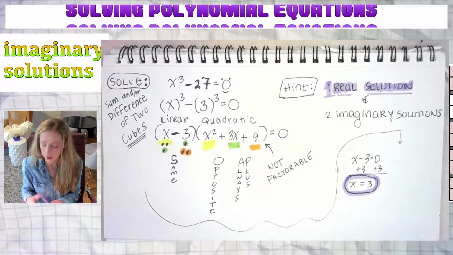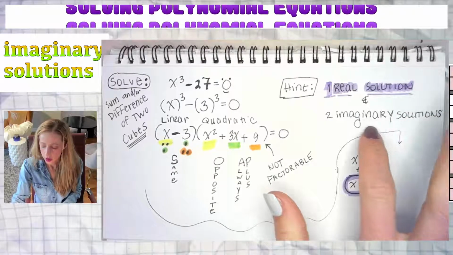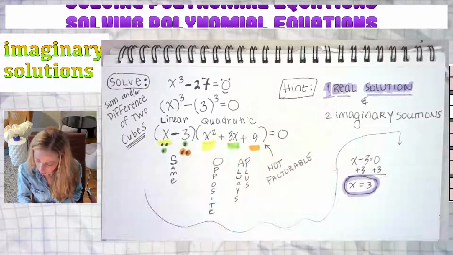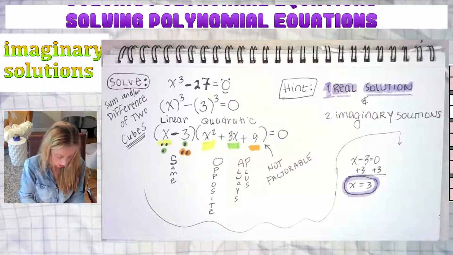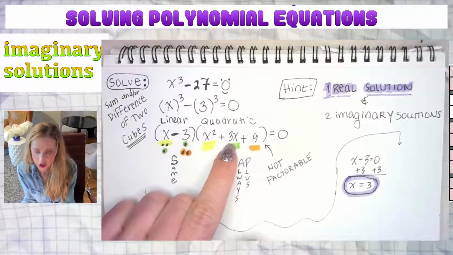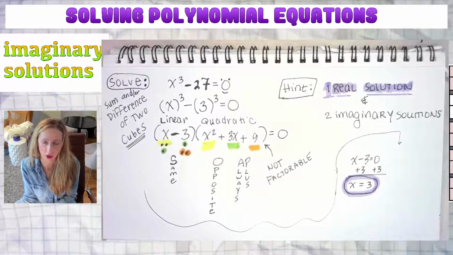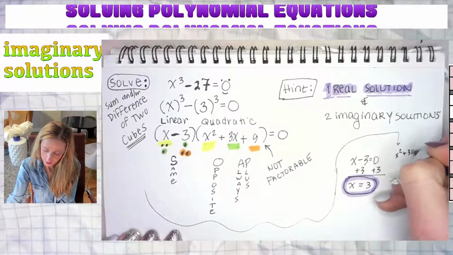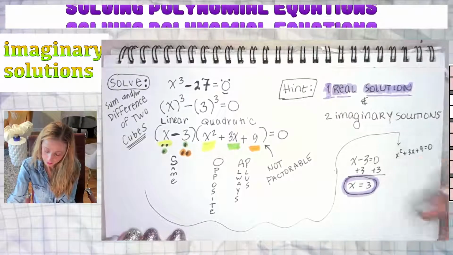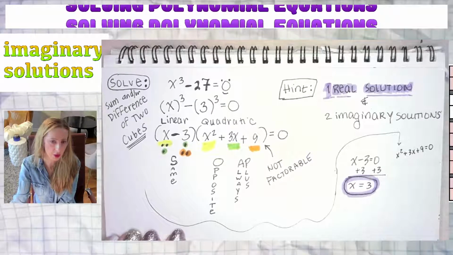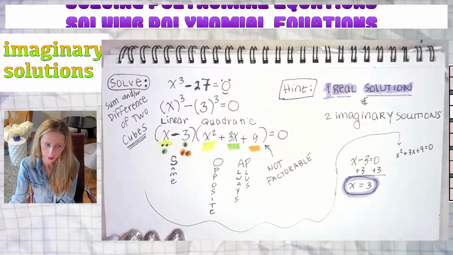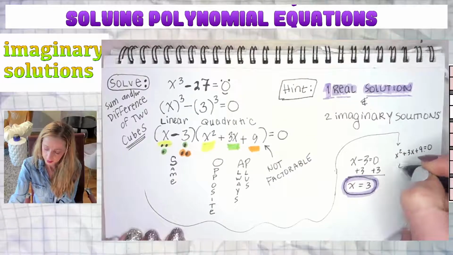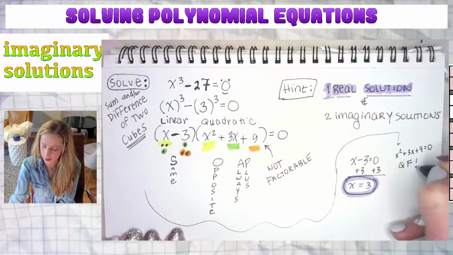So what does that mean moving forward? Well, 2 imaginary solutions we should get from solving that part right over there. We should get 2 imaginary solutions. How should I solve this quadratic if it's not factorable? How do I solve a quadratic when it's not factorable? Come on, guys. We've been doing this for a few days now. Just shout it out if you know. Quadratic formula. Yeah, we use the quadratic formula.